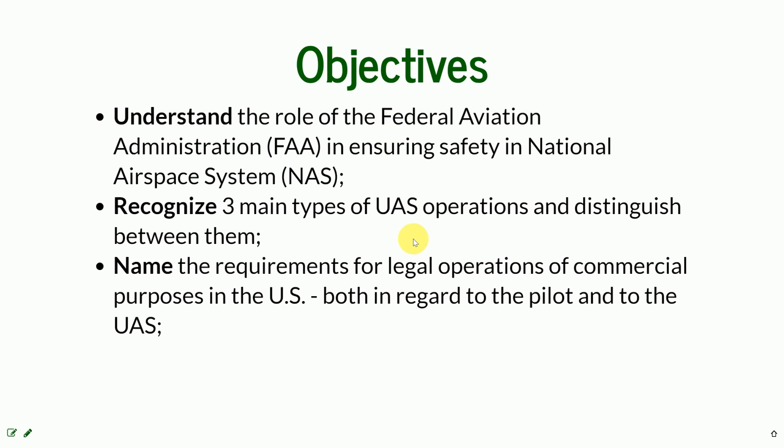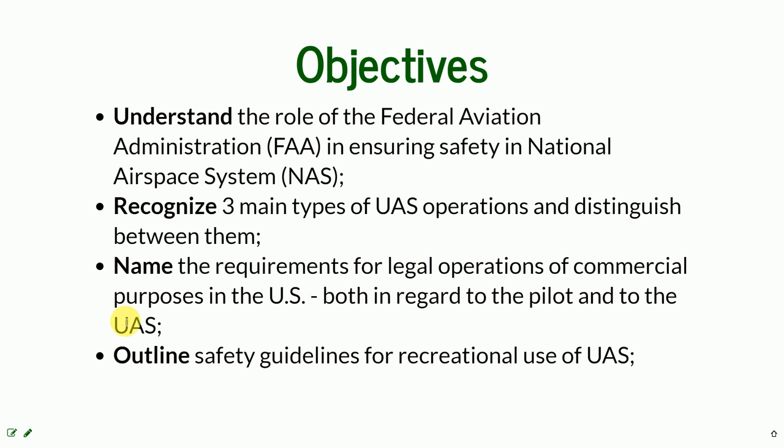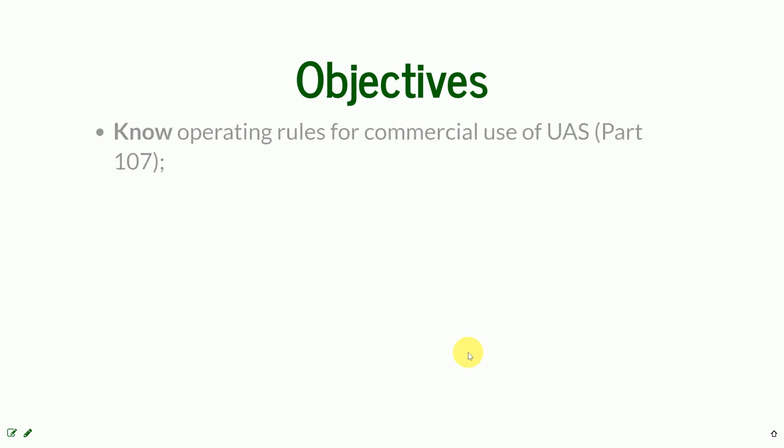Then we're going to talk about the requirements for legal operations for commercial purposes in the United States, both in regards to a pilot and a system, the UAS itself. Also, the safety guidelines for recreational use of UAS. Then we're going to go into details about the operating rules for commercial use of UAS, known as Part 107. We're going to mention also the certification, but will not go so much into details.